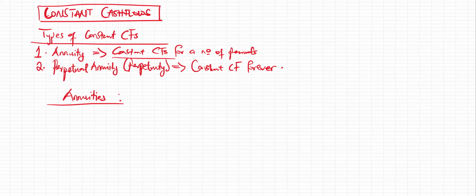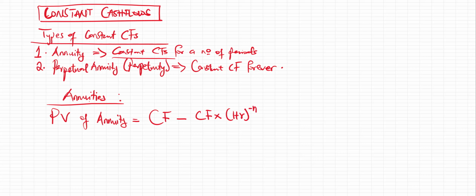Good. So let's see the present value of an annuity. The cash flow minus the cash flow multiplied by 1 plus r raised to the power minus n, all divided by 1 plus r.